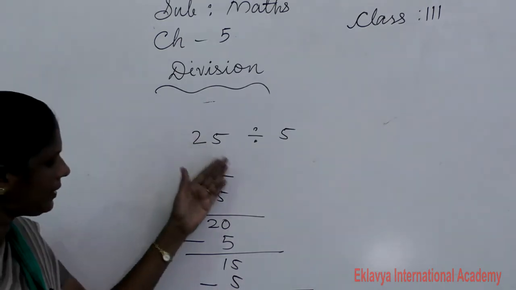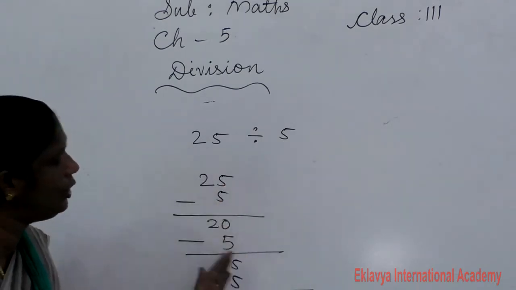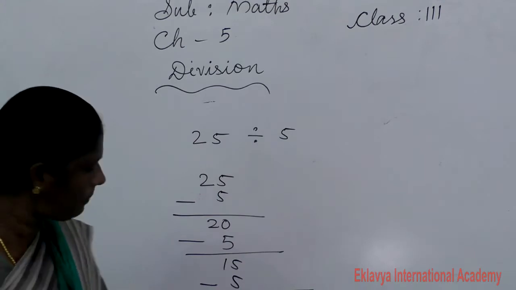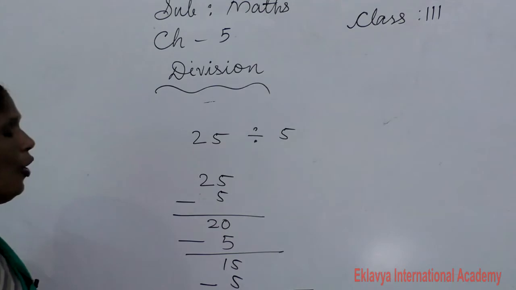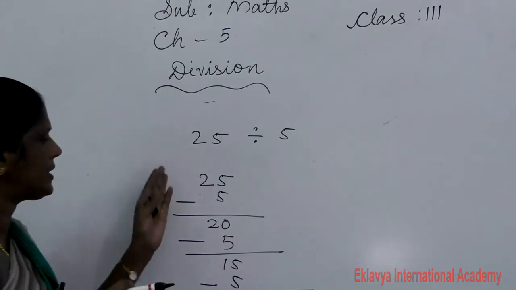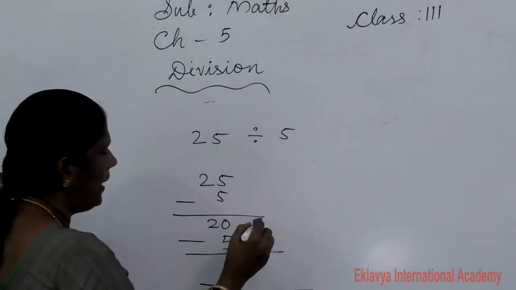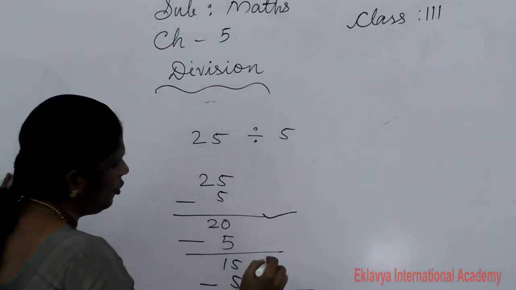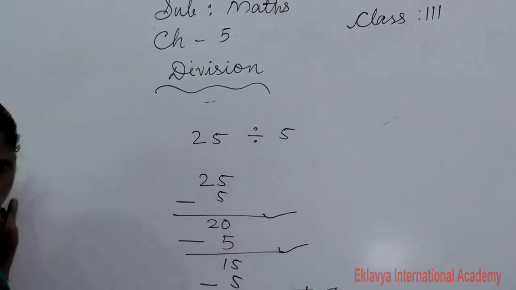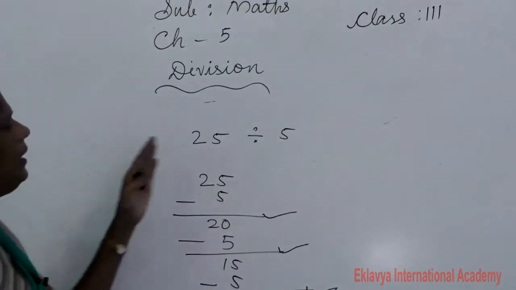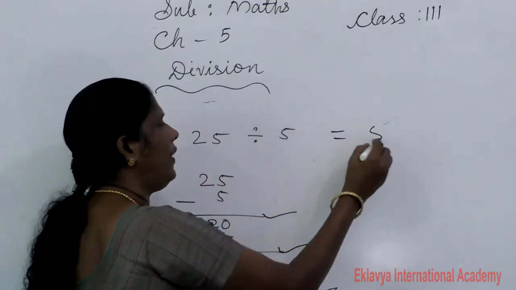Then we get the remainder 0. You continue this process until you get 0. Then how many times did you subtract? कितनी बार आपने subtract किया? 1, 2, 3, 4, 5. How many times? 5. So 25 divided by 5 is equal to 5.